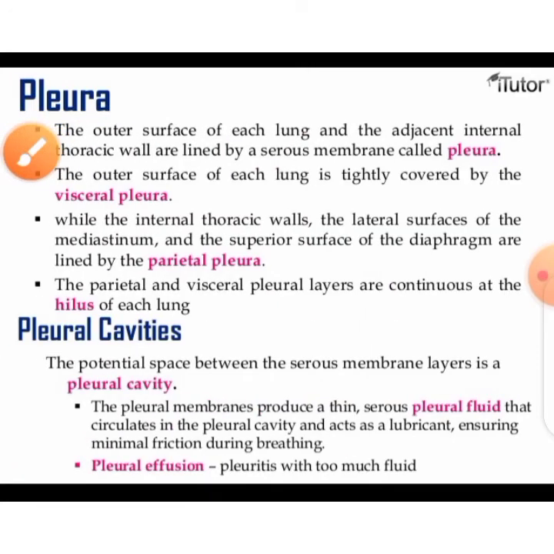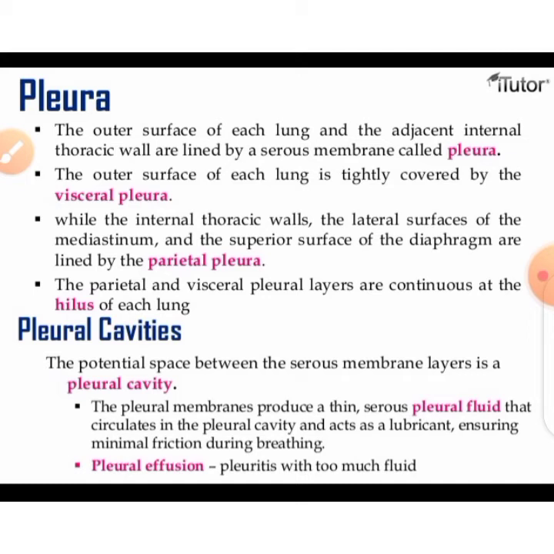And the outer surface of each lung and the adjacent internal thoracic wall are lined by a serous membrane called the pleura. The outer surface of each lung is tightly covered by the visceral pleura, while the internal thoracic wall, the lateral surface of the mediastinum, and the superior surface of the diaphragm are lined by the parietal pleura. The parietal and visceral pleura layers are continuous at the hilus of each lung. I'll explain that in a minute.